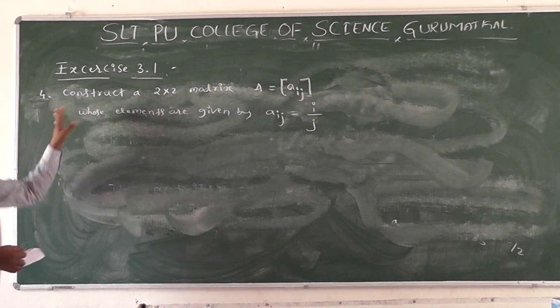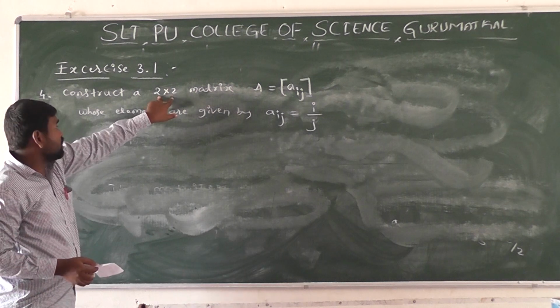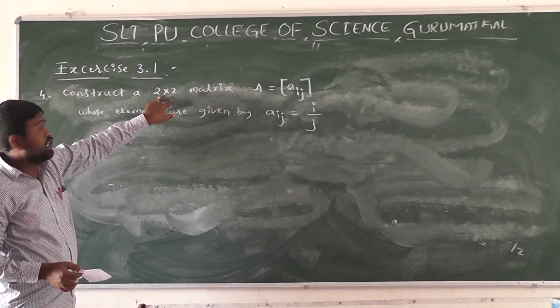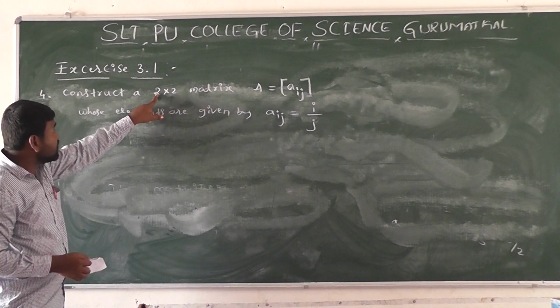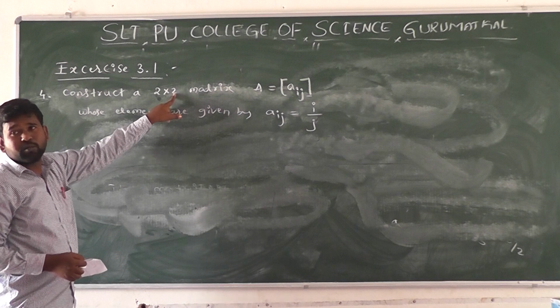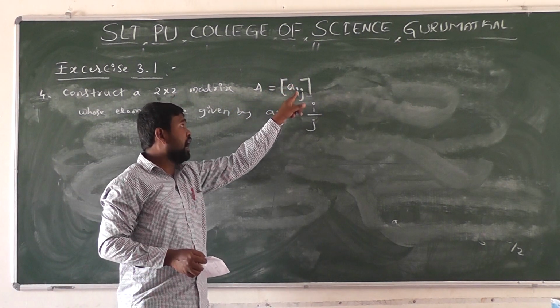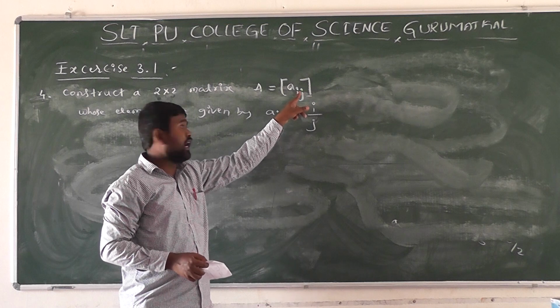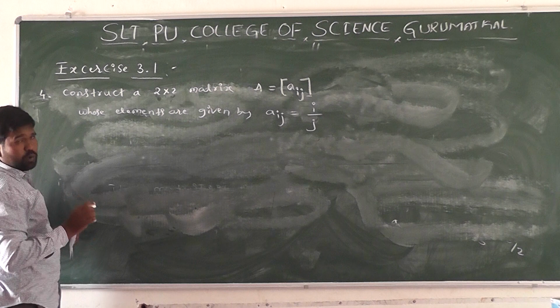Here we have to construct the matrix, but what order is given here? 2 cross 2. 2 cross 2 means 2 into 2. How many elements are present in the given matrix? 4 elements, right? 2 cross 2 is nothing but 2 rows and 2 columns. Here matrix A is given, with small letter a, ij, where i is the row number and j is the column number. First we have to construct the 2 cross 2 matrix.